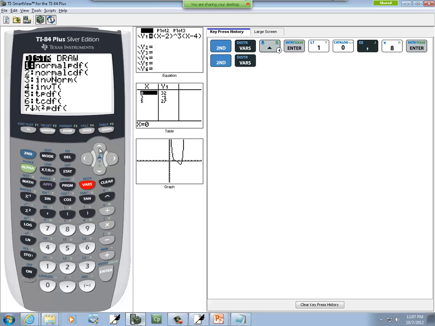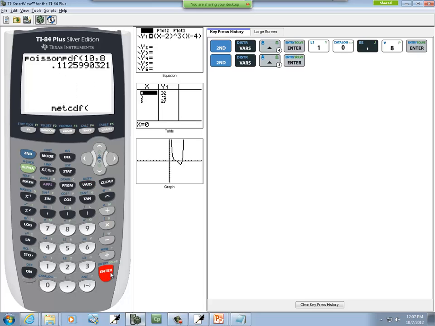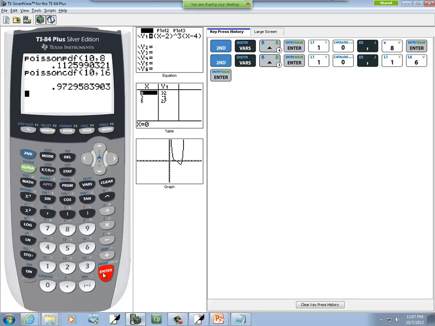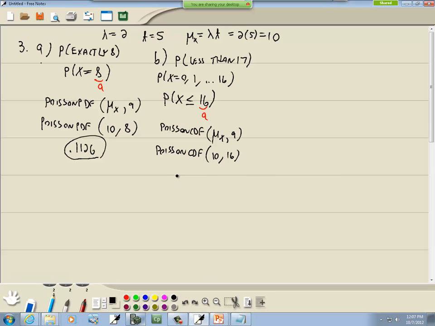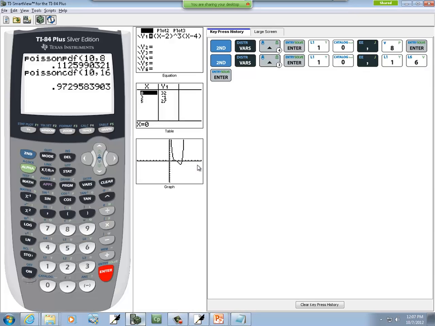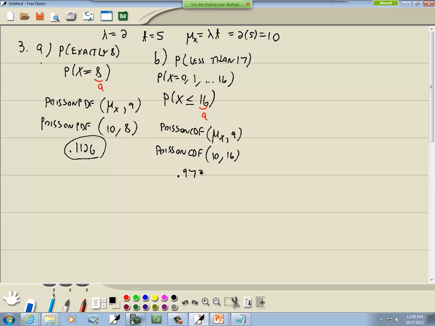Second vars, Poisson CDF, 10, comma, 16. Then we get 0.9730, rounded to 4 decimal places.